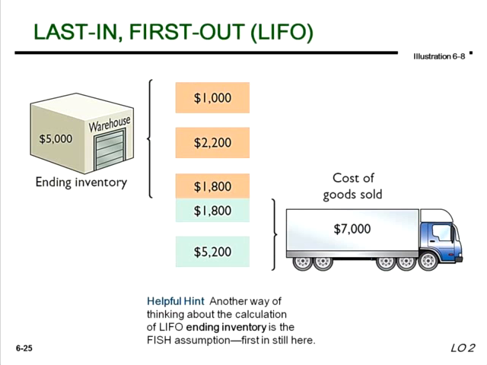Alright, so in this situation, we're going to have ending inventory of $5,000 and cost of goods sold of $7,000, which is consistent with what we had said before, that LIFO will give us a higher cost of goods sold than FIFO.